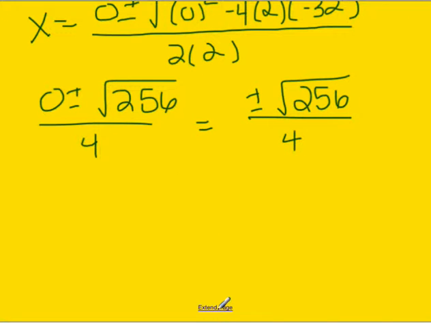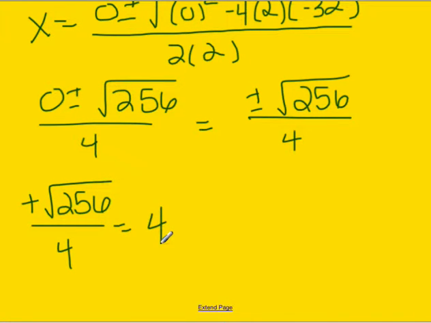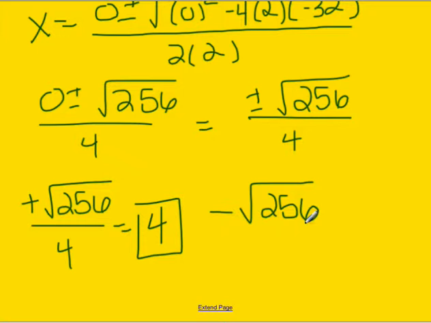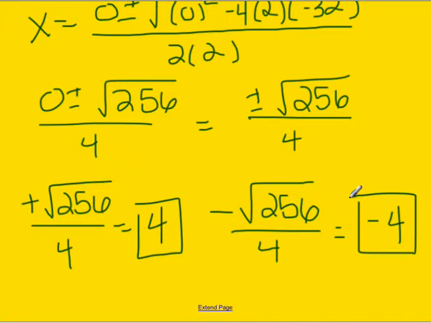So I'm going to make those two versions. I'm going to have the positive square root of 256 divided by 4. So I'm going to take the square root of 256, hit enter, and then divide it by 4, and that gives me 4. Then I'm going to take the negative square root of 256, hit enter, and then divide it by 4, and that's going to give me negative 4. So my two answers for this one are 4 and negative 4.